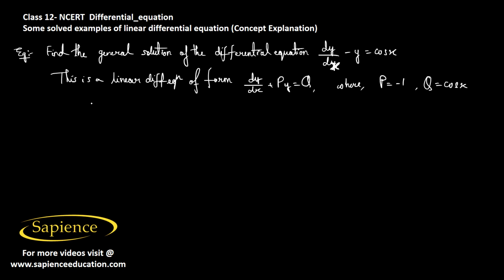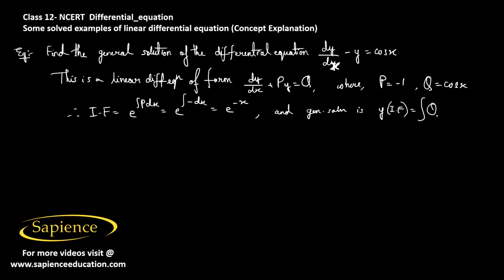So now, therefore, the integrating factor we need to find would be equal to e power integral p dx. So that would be e power integral minus dx, so that would be e power minus x. So this is the integrating factor. And the general solution of this type of a differential equation is given as y times the integrating factor equals integral q times the integrating factor into dx plus c.